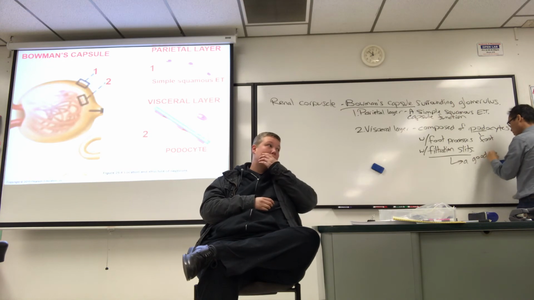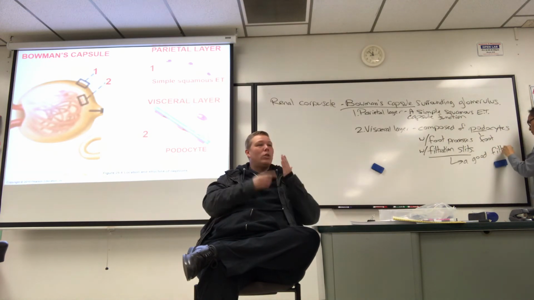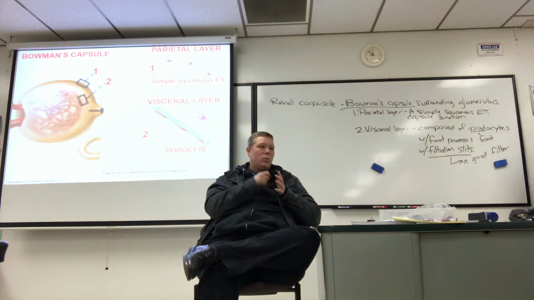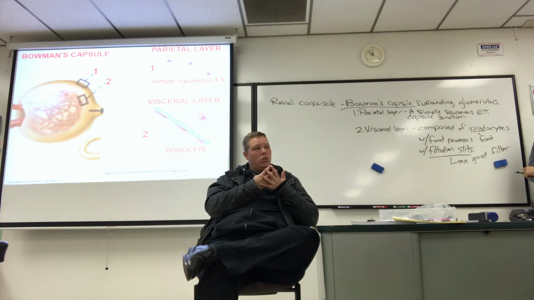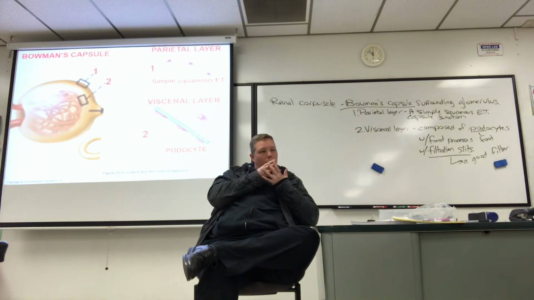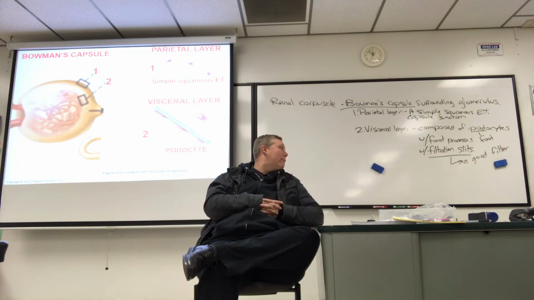What's a good filter? Well, you don't let everything through the filter, right? You keep all the things you want in the blood. You only filter very small molecules and fluids. That's a good filter. You don't lose everything through it. So those slits are very good filters. So that's the parietal layer and the visceral layer with the podocytes. You need to know that.